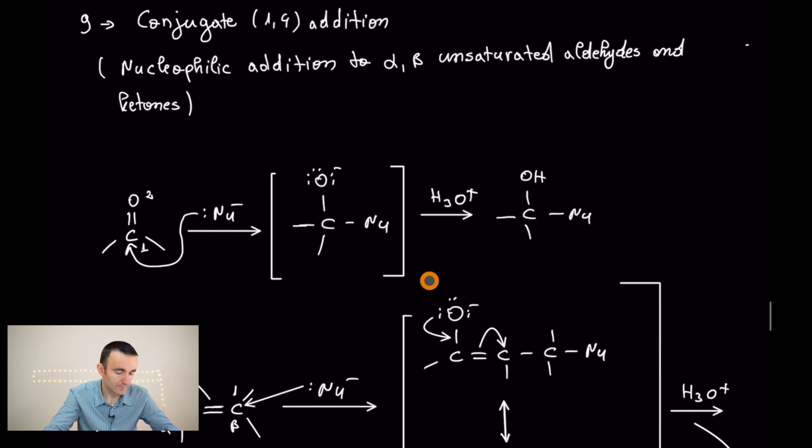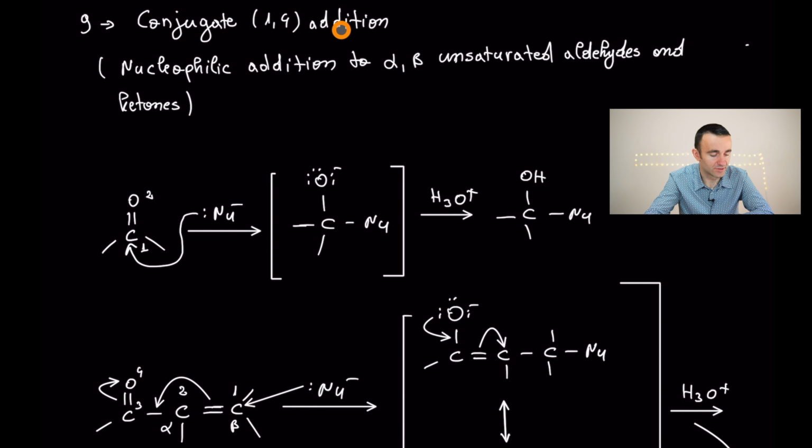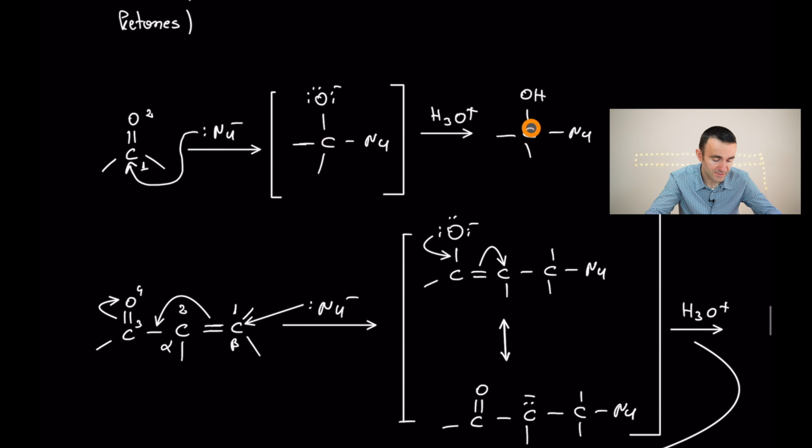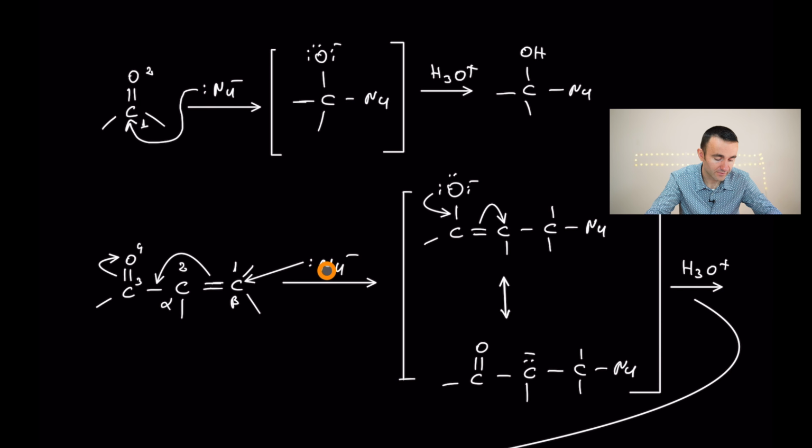Let's move further. Conjugated 1,4 addition. This kind of nucleophilic addition is to alpha, beta unsaturated aldehydes and ketones. Similarly to what we said above, we are going to use those 1,4 additions in future videos again. The mechanism is the same, but the attack of the nucleophile here is at the carbon at the beta position. Now, at the beta, because you have the presence of the carbonyl group, otherwise the nucleophile is not going to attack a double bond.